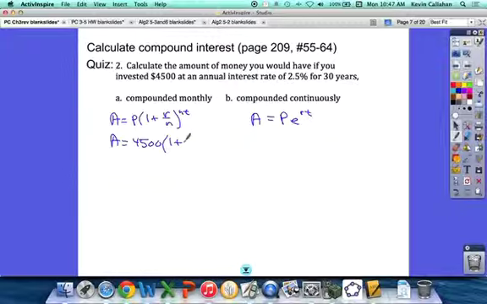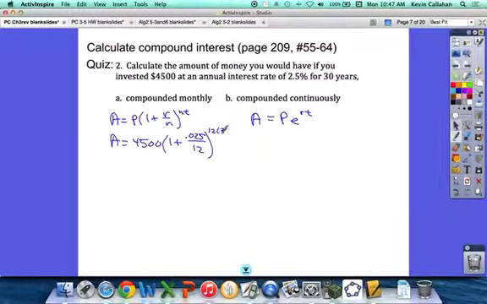0.025? Almost everybody did that right. There may have been one or two that were 0.25. Right, that would not be right. So 0.025, and if it's compounded monthly, what's the n? 12, right? So 12. And that's raised to the nt, right? So it's 12 times. And how many years is that?